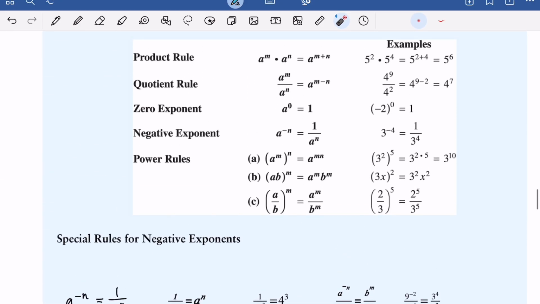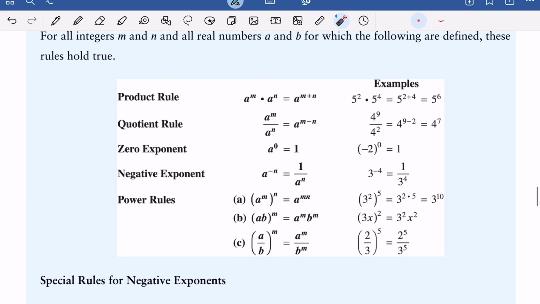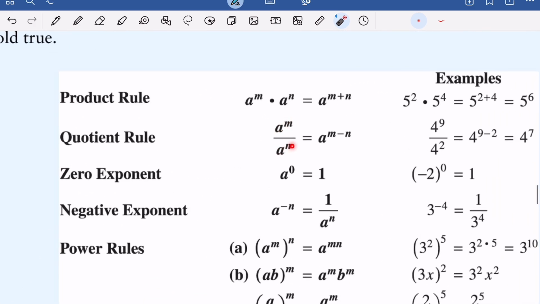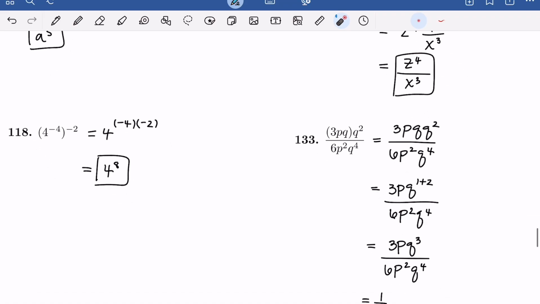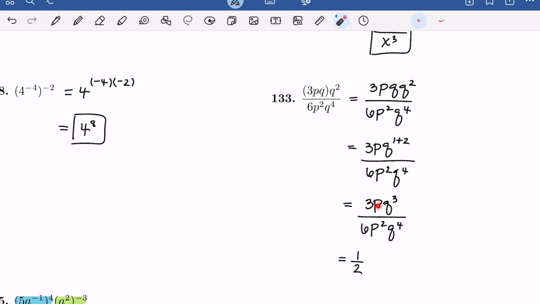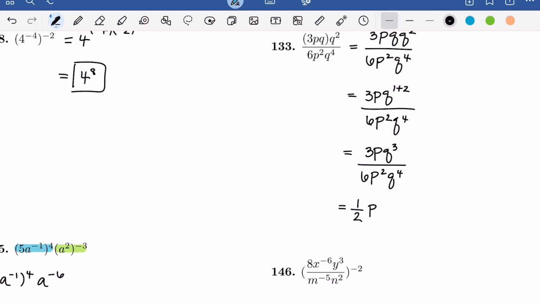So let's scroll back up to this here. Our quotient rule says that if we have two exponential expressions that have the same base, what we can do to simplify them is take that base and subtract their exponents in this order. We're going to take the exponents from the numerator and subtract the exponents from the denominator. In this case, we have our p's here. So our base is going to be p, and we're going to take this exponent of 1 and subtract our exponent of 2. So we're going to have p raised to the 1 minus 2.